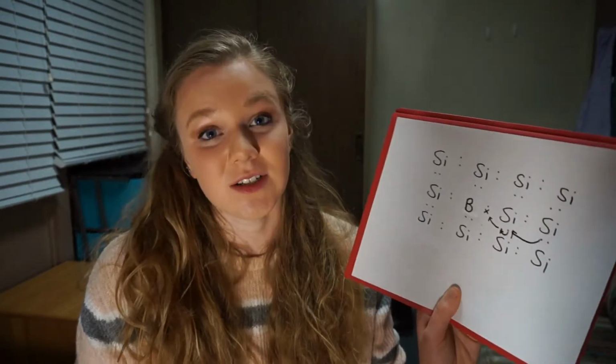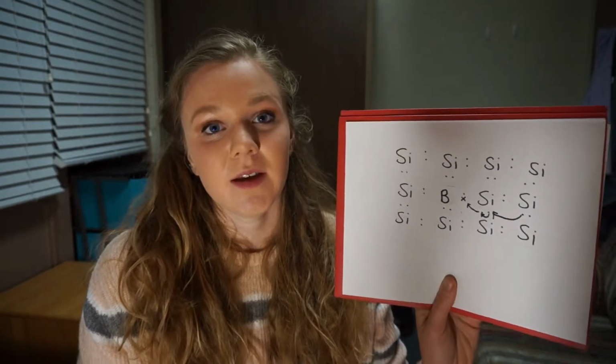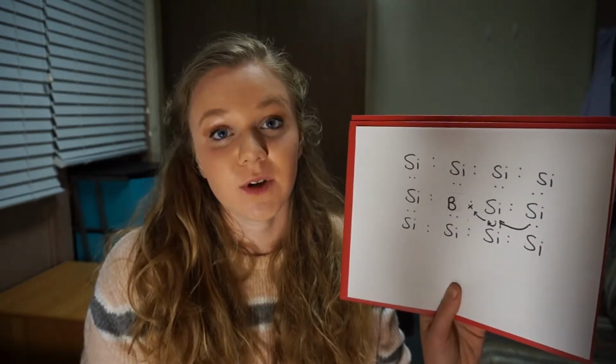So we have a partial conductance caused by this addition of a different type of atom into a lattice. So these additions of either usually phosphorus or boron, something that has either one extra electron compared to silicon or one less, is called doping. So doping causes semiconductance.